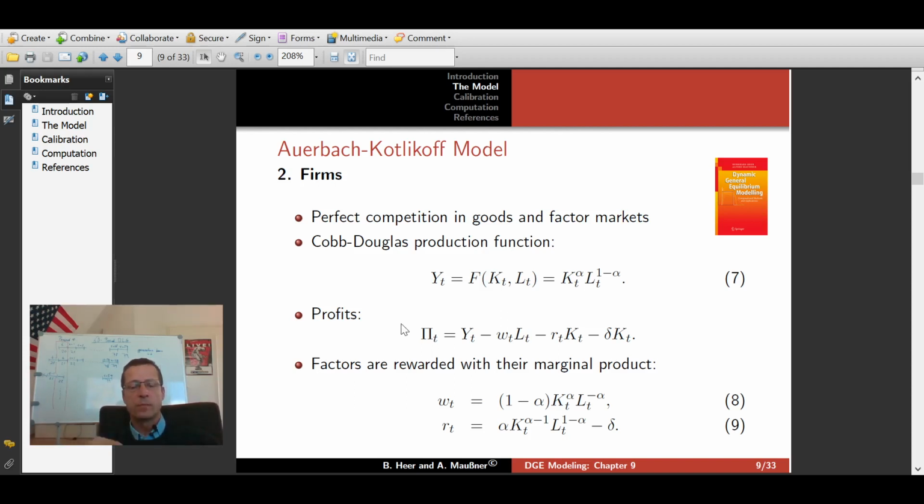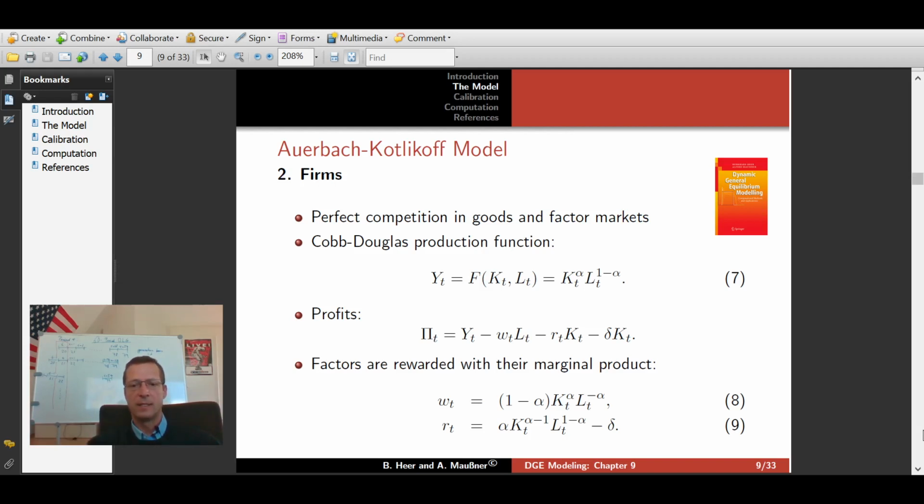The firms, we assume that there is an infinite number of firms of measure 1, so the profits are given by production minus labor cost minus interest rate cost, and of course the capital stock depreciates at the rate delta. We would set delta equal to 10%, and the optimization conditions here are that the wage rate is equal to the marginal product of labor, equation 8, and that the interest rate is equal to the marginal product of capital minus the depreciation rate.